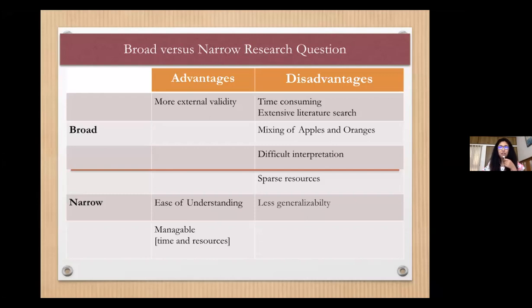As I said, the broad ones have more external validity, but they're very time consuming, and you have an extensive literature search. They might be heterogeneous, and ultimately you may not be able to interpret them. So if you're lucky, you'll get something which you can pull together as a meta-analysis. Narrow ones are easy, but again, they're less generalizable, and sometimes you may not be able to find studies, so it may be the other way around. Both have their pros and cons, but it depends on your topic, and you have to find the right balance. There's no recipe to it.